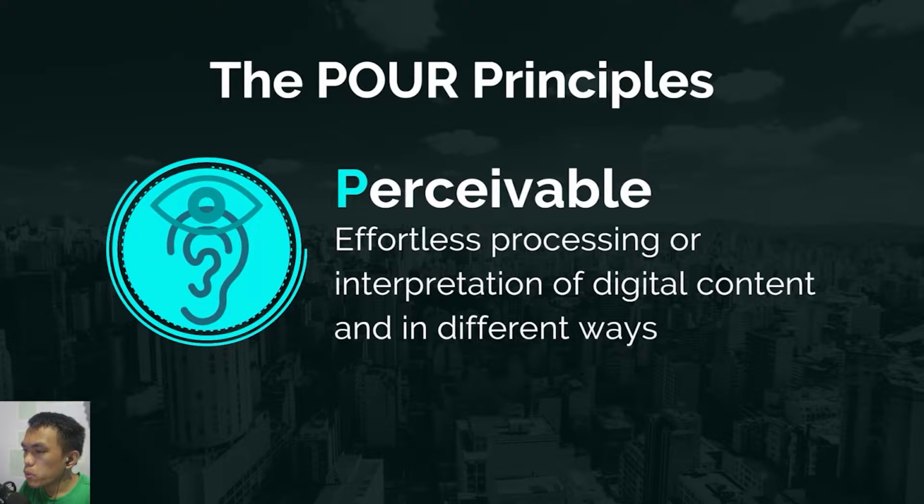The first principle we are going to tackle is perceivability, which is how digital content can be interpreted or processed effortlessly and in different ways. Starting at the most basic level, users must be able to process information. Information that is not presented in a processable format is not accessible. Among other affordances, this means providing text for those who cannot hear and audio for those who cannot see. It does not mean creating audio for all text, but content must be consumable by screen readers and other assistive technologies.